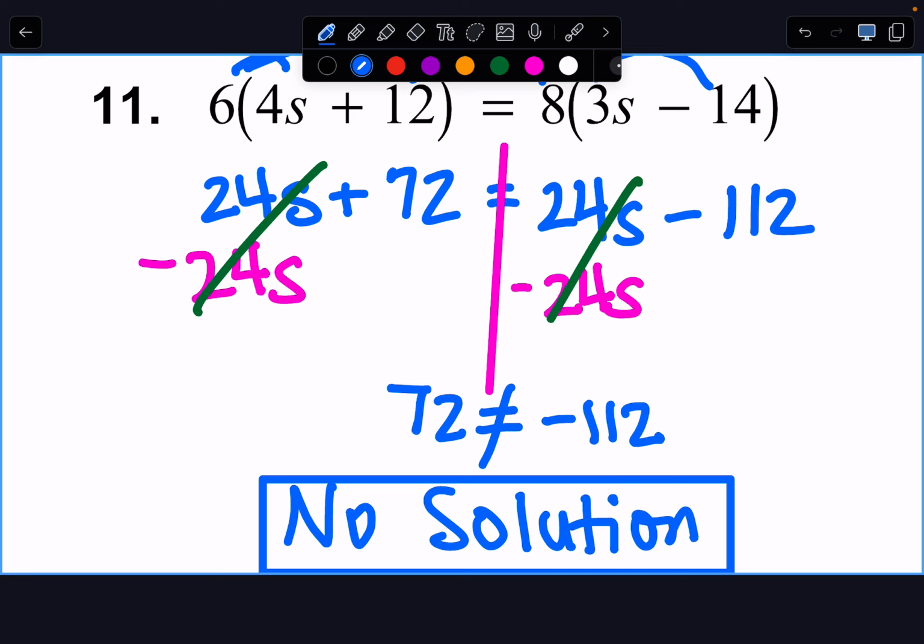Yep, it doesn't matter, Kit. They're not equal, there's no solution. Do you see that just cut our workload like in half, didn't it? Yeah.